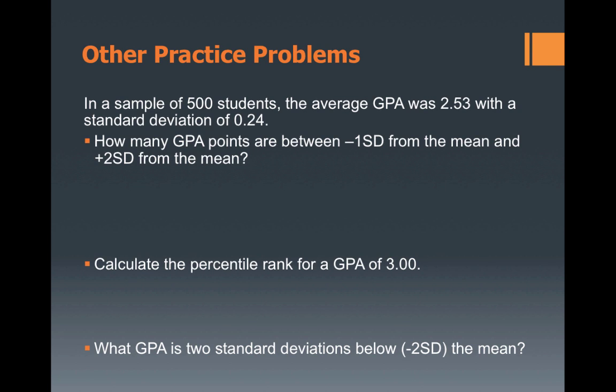Here are some other practice problems. In a sample of 500 students, the average GPA was 2.53 with a standard deviation of 0.24. How many GPA points are between -1 standard deviation from the mean and +2 standard deviation units from the mean? Also, calculate the percentile rank for a GPA of 3.0.